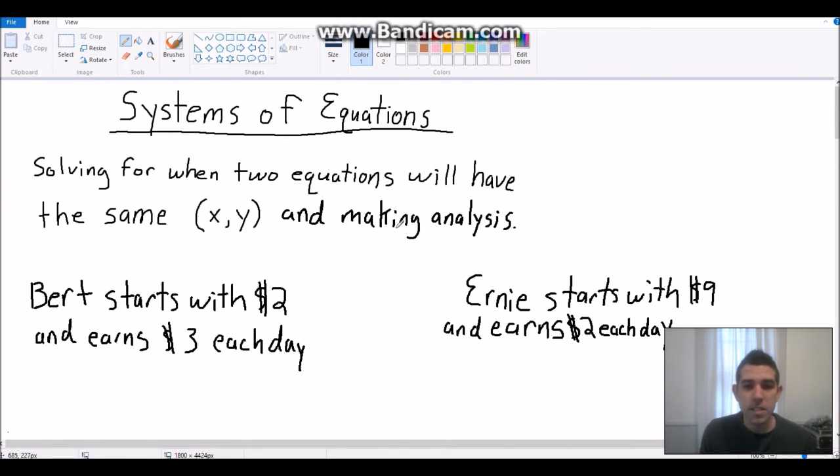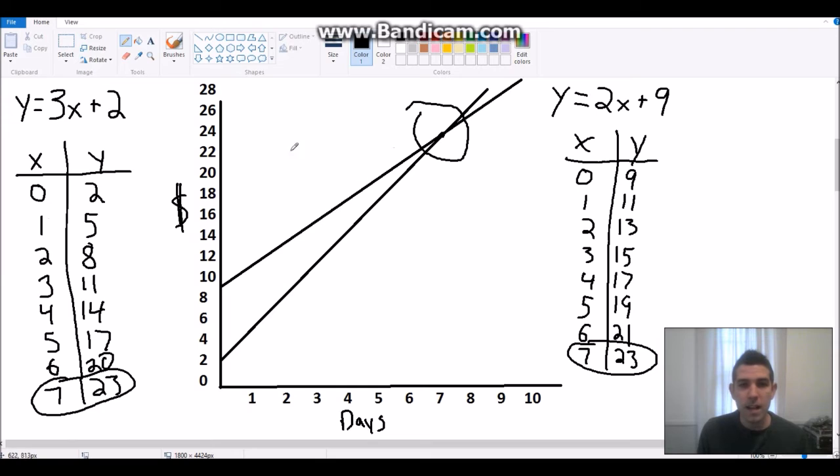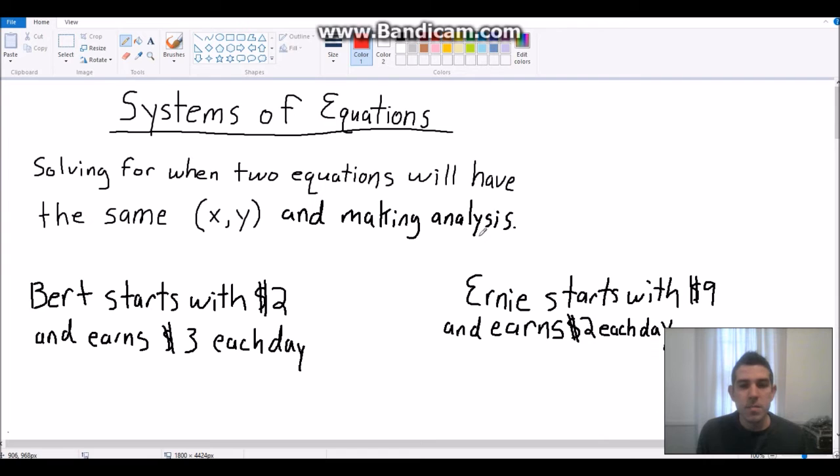Systems of equations is just graphing two lines. Bert's line is this one, started lower but was increasing faster, while Ernie's started higher and increased slower. And we're going to have more than one line. Systems of equations. Well, that's it, and I'll see you in class.